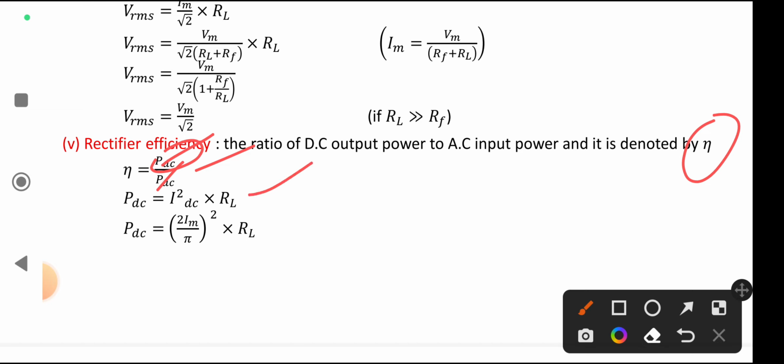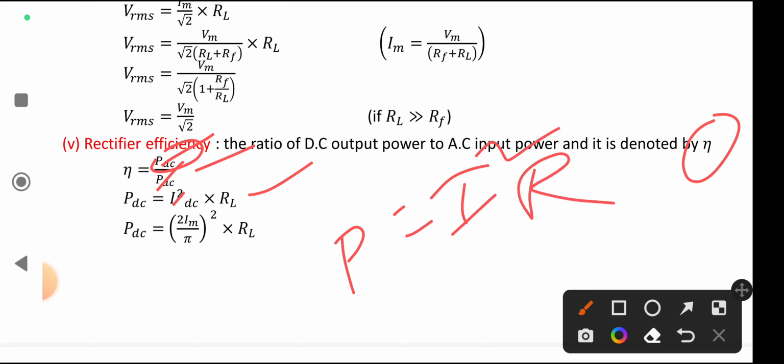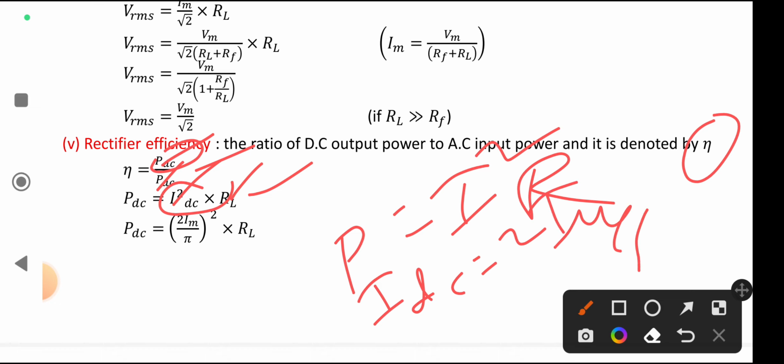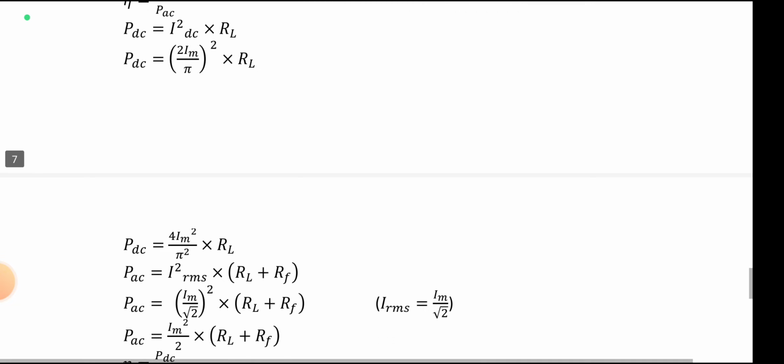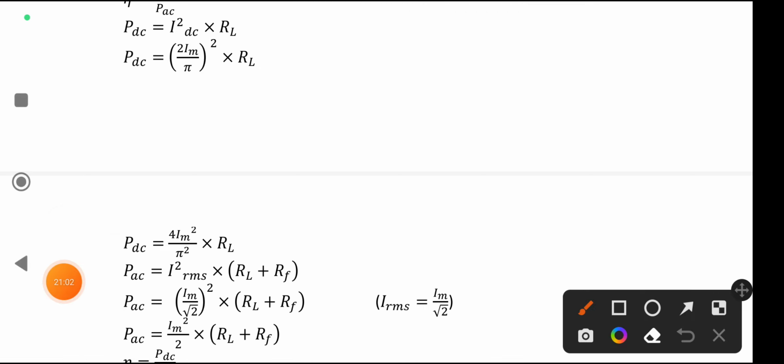First, PDC. PDC is equal to power. Power can be written as current square into resistance. And which current is it? IDC. So what is the IDC value? Just now we got 2 Im by pi. So apply the square to all. It becomes 4 Im square by pi square into RL. So that is PDC over.